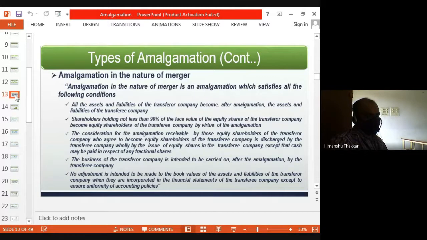First condition is all assets and liabilities of the transferor company become, after amalgamation, the assets and liabilities of the transferee company. Very simple to understand. Just keep in mind the example A Limited, B Limited. I am A company and you are B. Keep in mind the absorption point. If I am taking all the assets and liabilities of B Limited and making them the assets and liabilities of A Limited, it is a merger. First point.